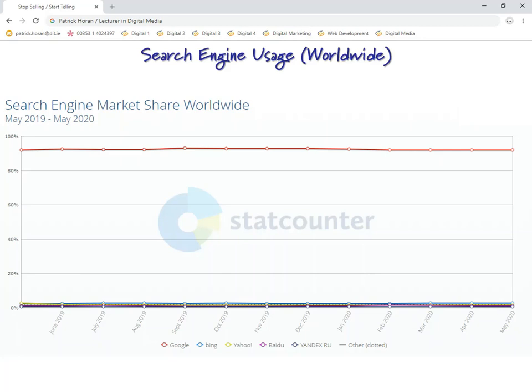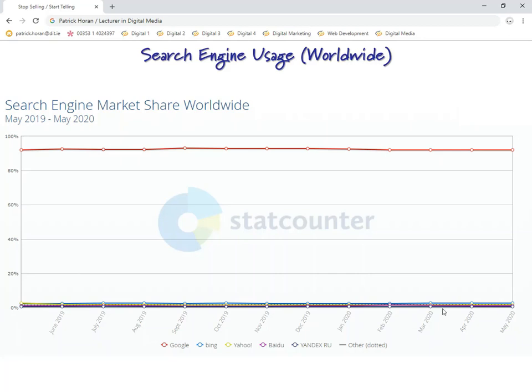Some of these you may never have heard of. But this is really important for us to look at the search engine usage to understand that there's not only one search engine out there. And it's also important for us to keep in mind it depends on who our audience are as to which search engine we should really be focusing on. So this is the worldwide stats.